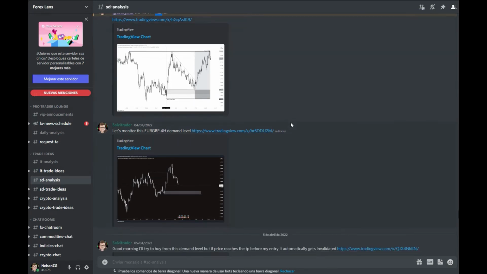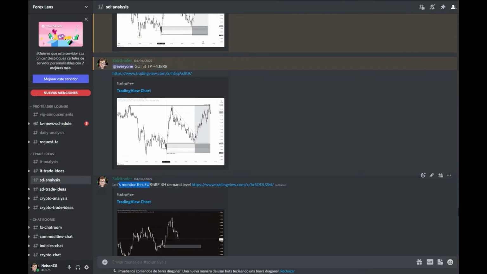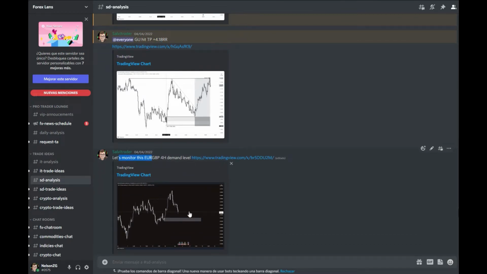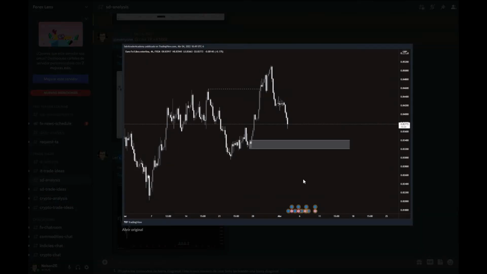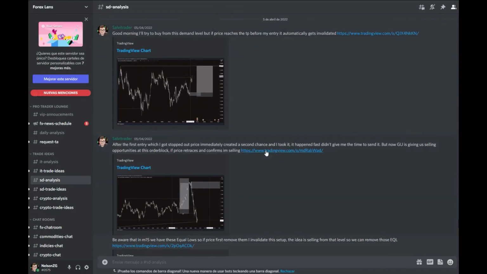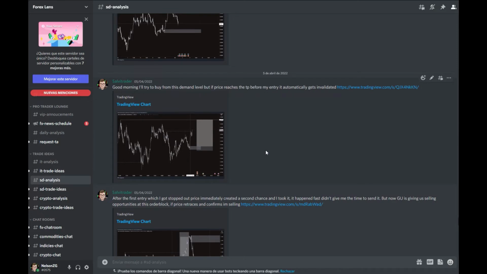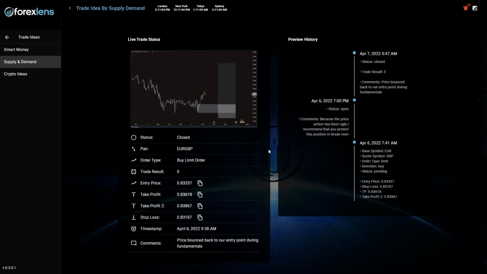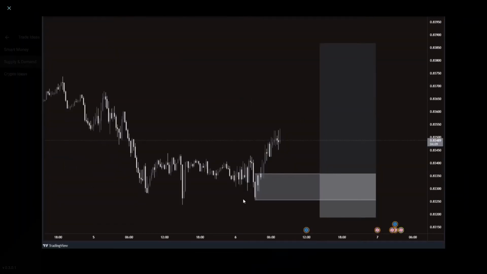Then there were some other setups like this one, and I'll explain it. Let's monitor this euro pound on the 4-hour level. We had this nice demand zone right there, but this is what happened after that, and I'll show you in the platform. Okay, here it is. I had a break-even trade on this one because, as you can see, the market consolidated, and then we had this very nice rally. This happened in the 30-minute time frame, right in our 4-hour demand level.